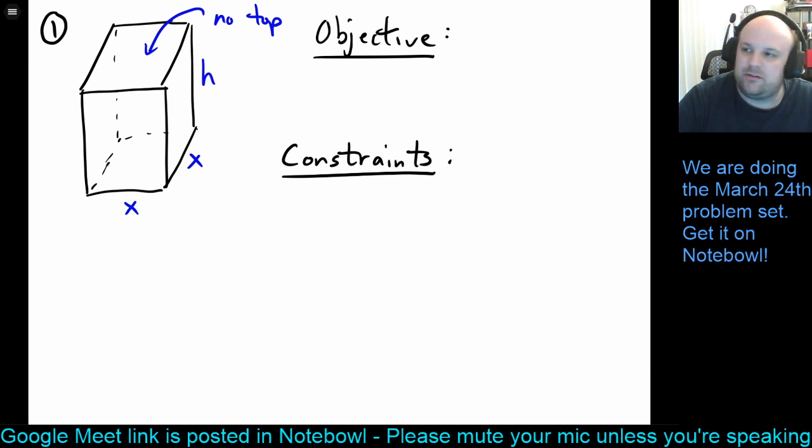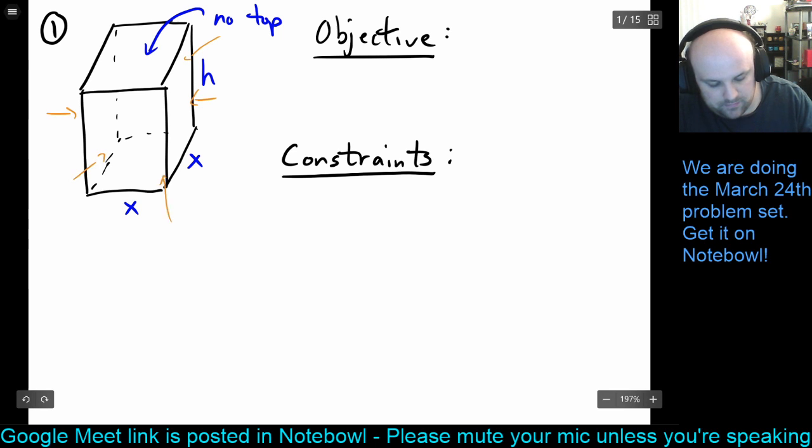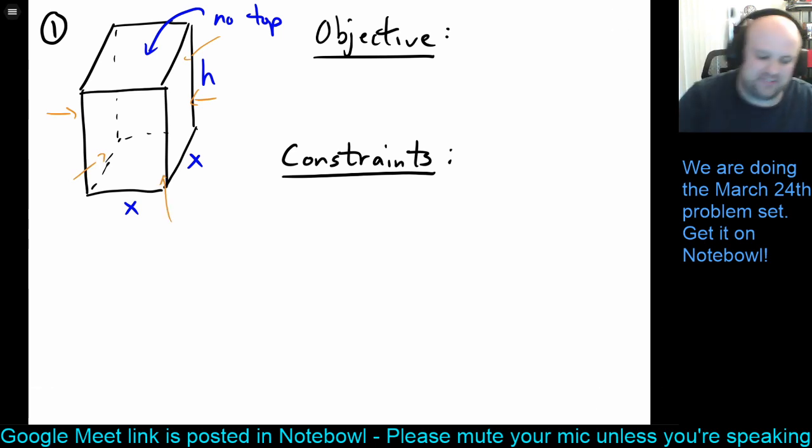When we look at this one here, we're trying to minimize the amount of material used. So when we're trying to minimize the amount of material, we're asking basically, how much area of cardboard would we use to build the box, right? So there's the 5 sides that we want to add up the area for. Remember, it's only 5 sides because there's no top here.